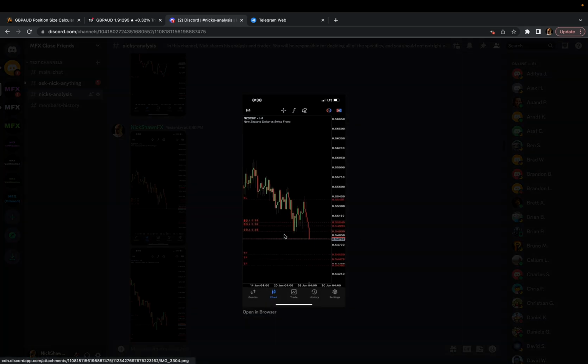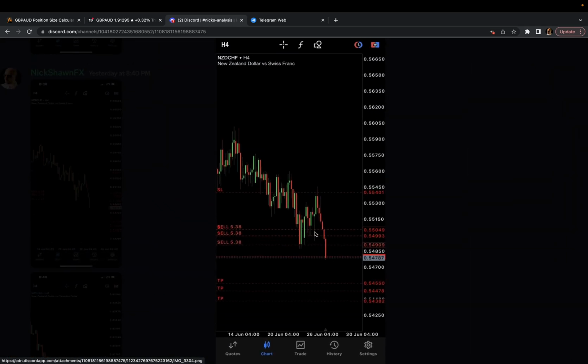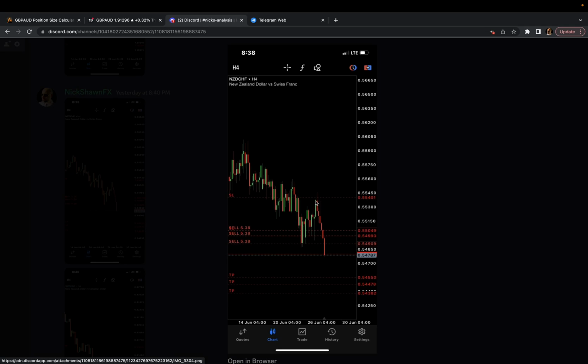There was also this one here, which was NZD CHF. As price had gone up, made a lower high, and started going down, I entered a sell. As it continued going lower on the 4-hour, I added another sell, then put a break-even stop on the first one, and this last one just ended up going crazy. I added that final sell as it was breaking the zone, and I had targets much lower.